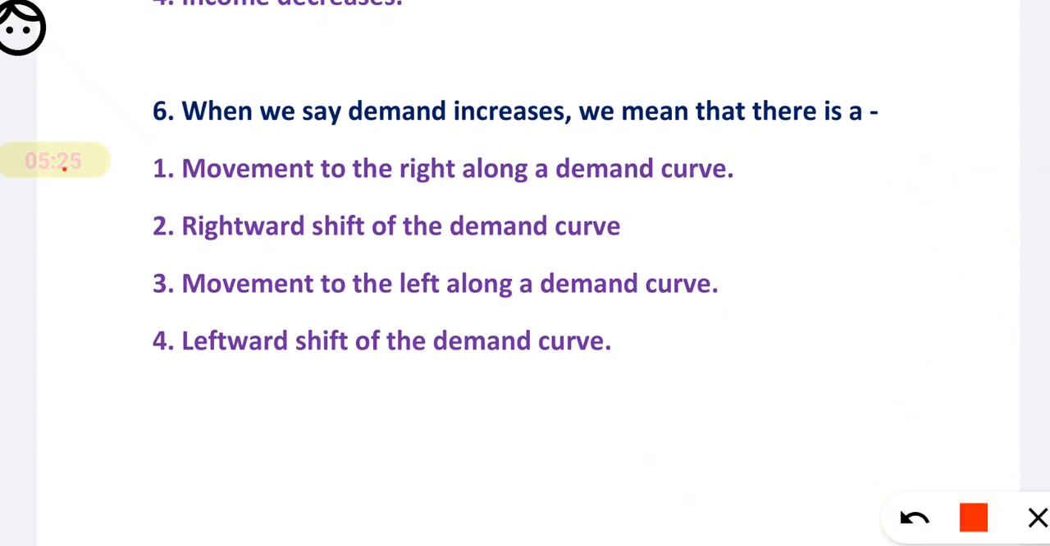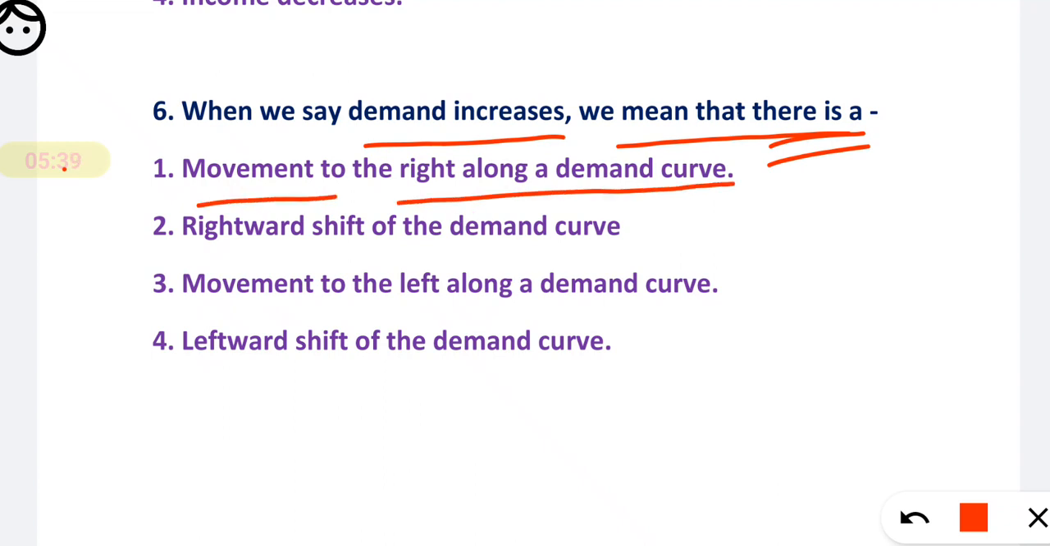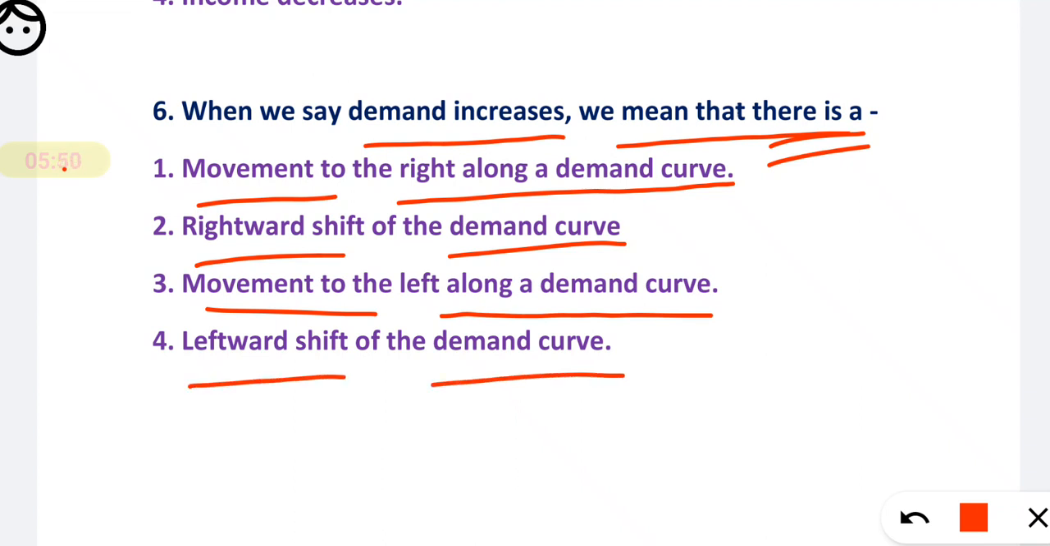When we say demand increases, what do we mean? When we say demand has increased: First option, movement to the right along the demand curve. Option number 2, rightward shift of the demand curve. Option number 3, movement to the left along the demand curve. And option number 4, left shift of the demand curve.